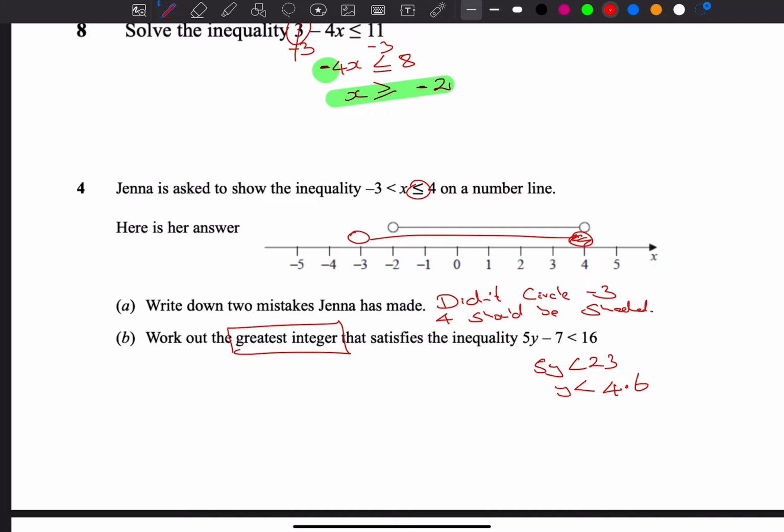Now, you have to have numbers less than 4.6. In terms of numbers, it will go 4, 3, 2, 1, 0, -1, -2. It keeps going on. And what is the largest possible number? Yes, integer, 4. That's the answer.